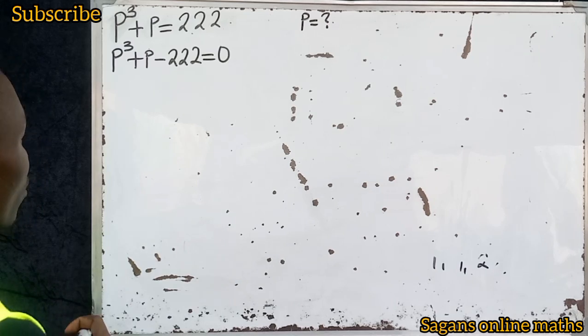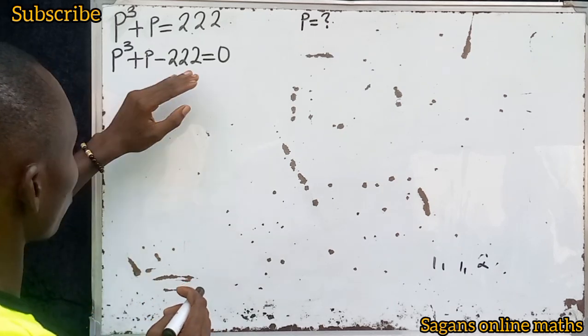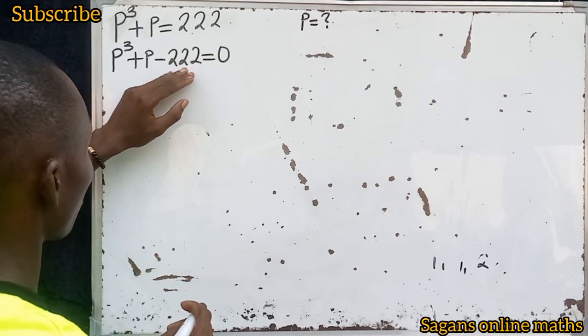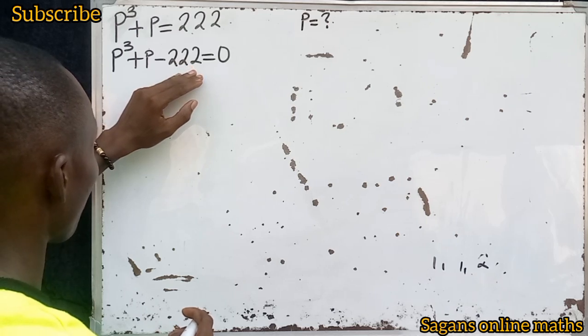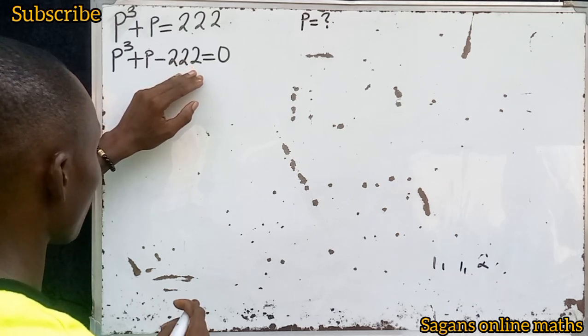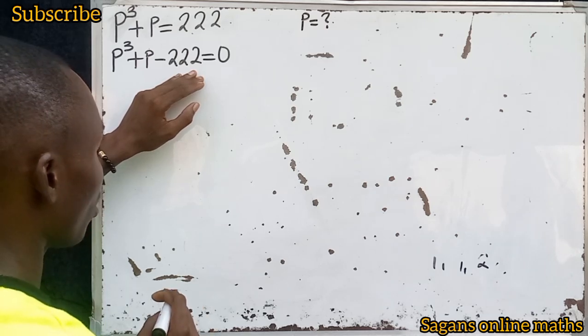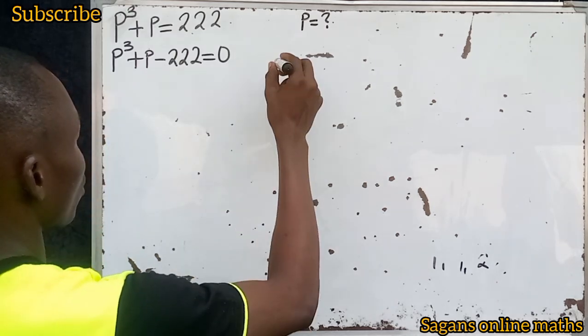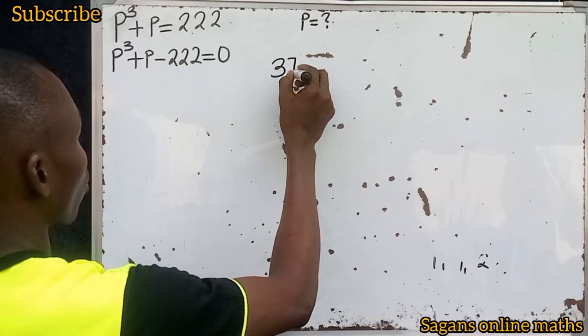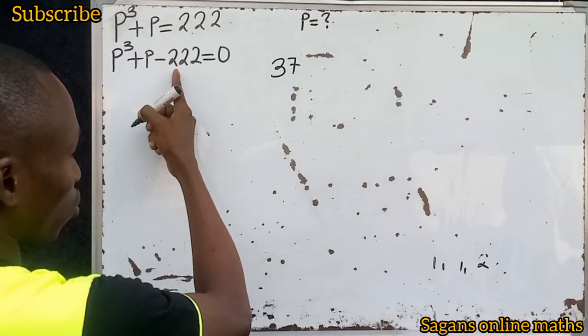Now what is our second step? Our second step is to look for the factors of 222. Remember that factors are numbers that divide exactly without remainder. So we know that 1 is a factor, and 222 is also a factor of itself. But you know that 37 is also a factor of 222.